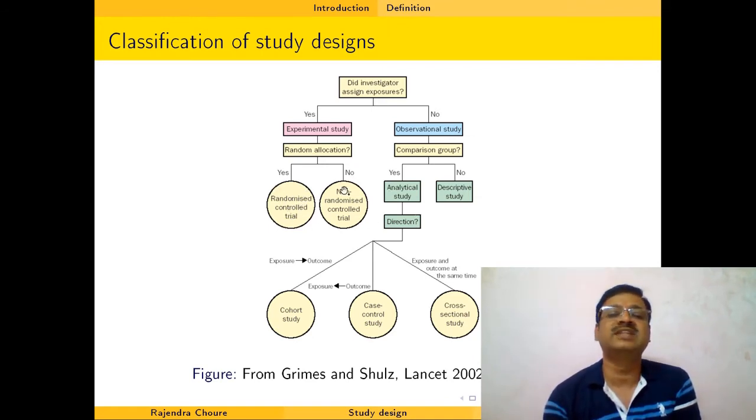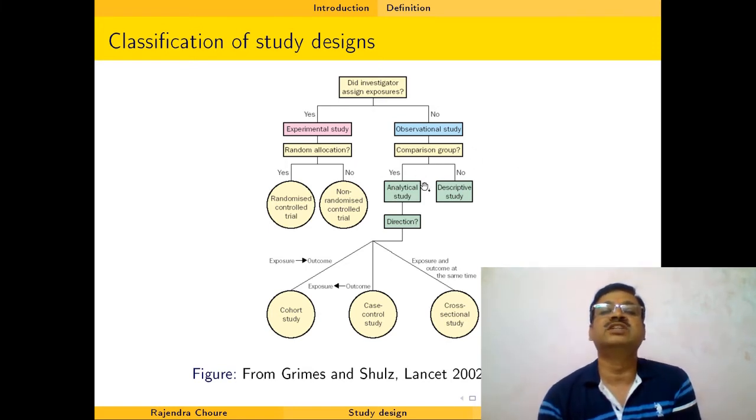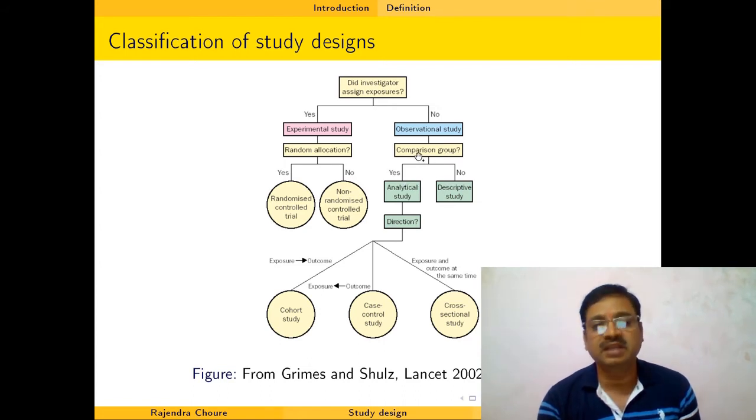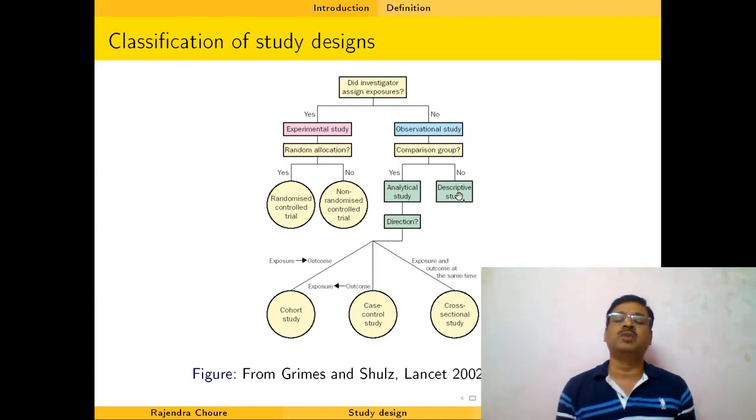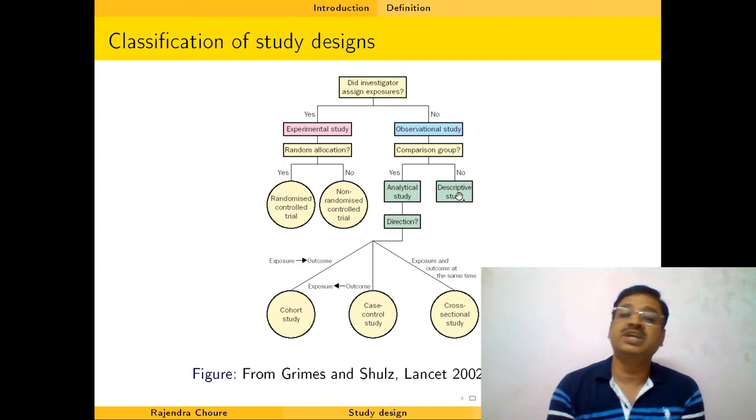If you don't randomize, then your results may not be extrapolated to the population. And if you go for observational studies, then if you are comparing the groups, that will be an analytical study. If you are not comparing different groups, then that will be a descriptive study. You will just describe the population in terms of variables which are occurring naturally, different levels of variables which are occurring naturally. But if you are comparing groups, then that will be an analytical study.